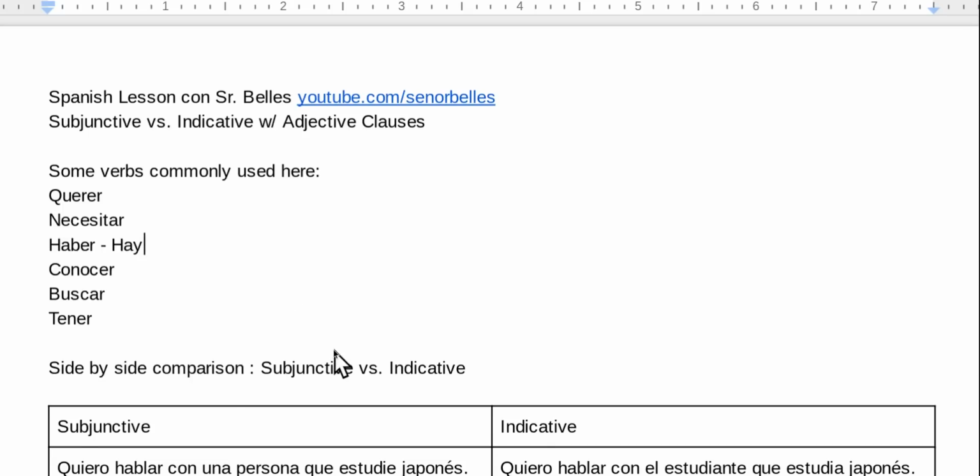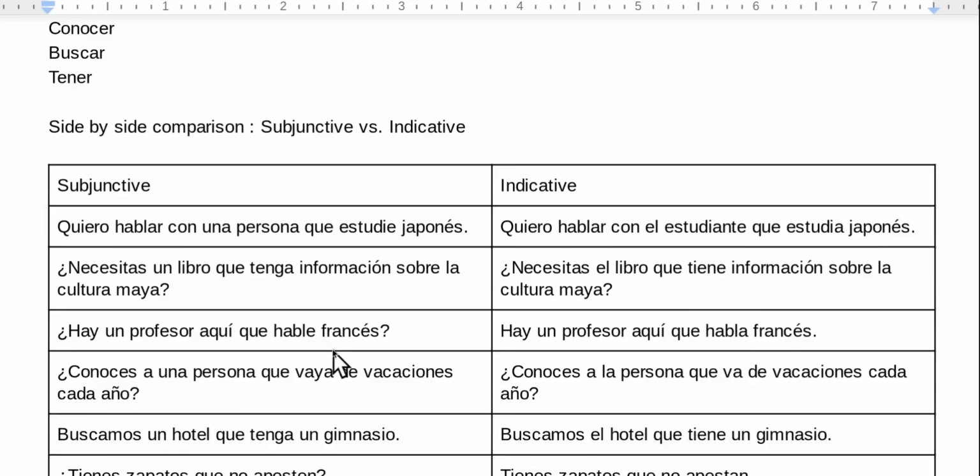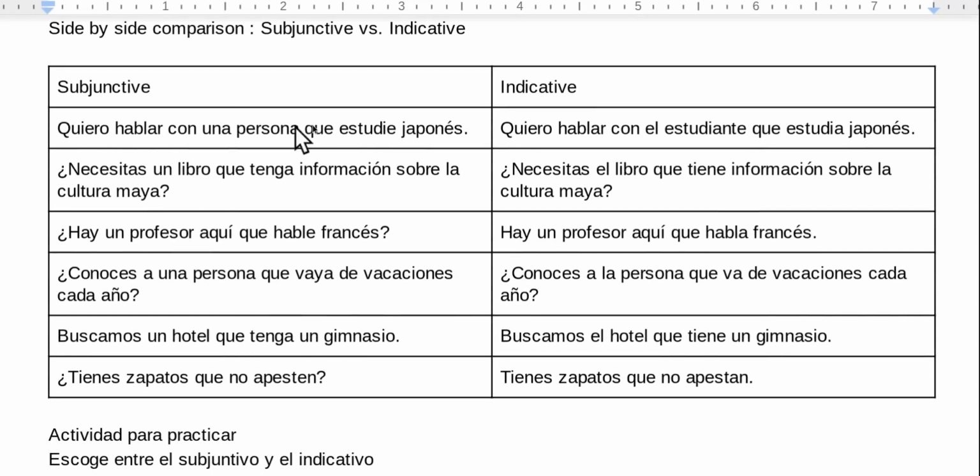What I'm going to do for you is give you a side-by-side comparison where you have one sentence over here that's in the subjunctive, and another sentence over here which is almost exactly the same, but it's in the indicative. I'll explain as I go why it is each way. The first one, in the subjunctive, says, Quiero hablar con una persona que estudie japonés. That means I want to speak with a person that studies Japanese. The reason estudiar is in the subjunctive is because I don't know if that person exists or if that person is around me, so I have to put estudiar into the subjunctive.